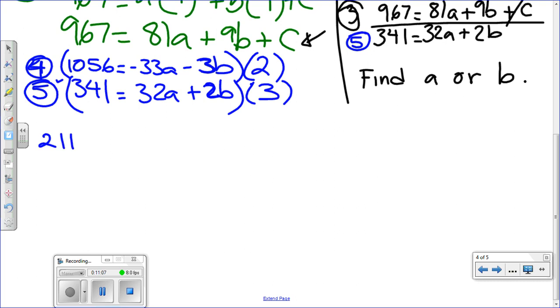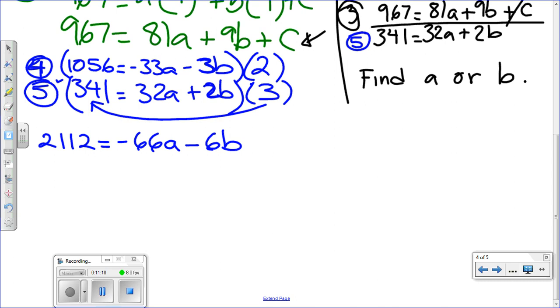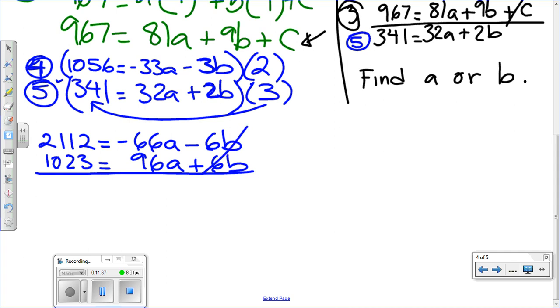So 2 times 1056 is 2,112 is equal to negative 66a minus 6b. Now we multiply this equation, so 341 times 3, it will be 1023 is equal to 32 multiplied by 3 is 96a, and then here we will have plus 6b. So now we have equations number 4 and 5 here. Cancel that out, opposite coefficients. Here we combine like terms, so that will be positive 30a. And here on this other side, we'll have 2112 plus 1023. And that will be 3,135.